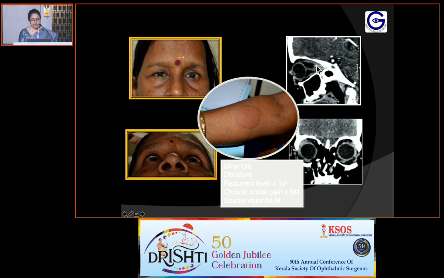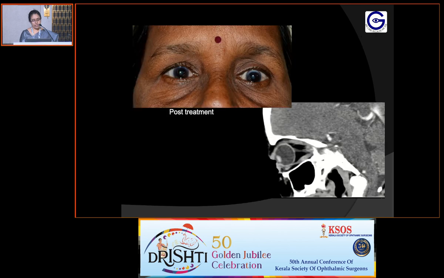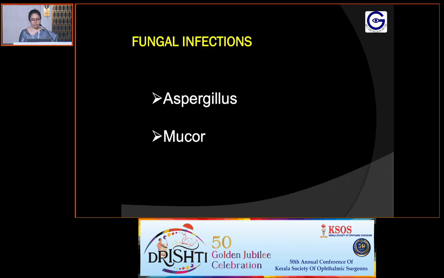So when the Mantoux was done, it was positive. She's actually non-diabetic, with an 8-year history of fever. And when we asked the history, there's a history of chronic orbital pain also, and she had double vision. So treated as TB, and she became all right.